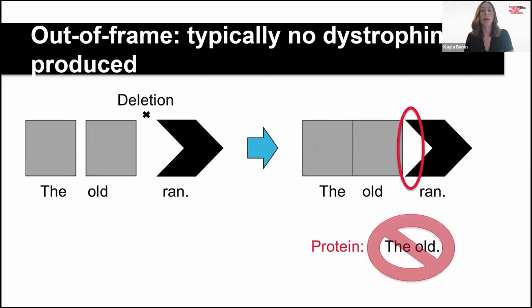When there is an out-of-frame deletion or duplication of one or more exons, the two ends bordering that section can't fit together. This results in little to no dystrophin production and is more commonly associated with a diagnosis of Duchenne. You can see this illustrated by the example sentence here. If you delete "dog" from "the old dog ran," "old" and "ran" can't fit together, so our protein stops early at the "old."